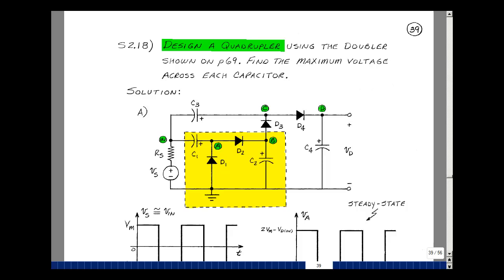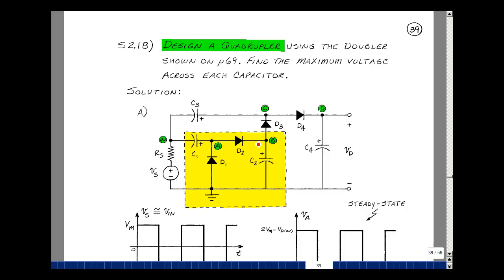This lesson deals with supplemental problem 218. You can find this problem in the ECE302 ebook in the Chapter 2 Supplemental Problems on page 39. I'd like you to design a quadrupler using the doubler that we had in the Chapter 2 lecture notes on page 69. I'd also like you to find the maximum voltage across each capacitor. When we pick the capacitors, we would know what the ratings need to be.